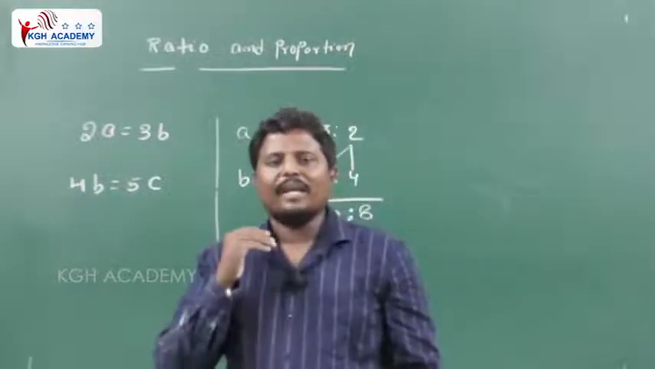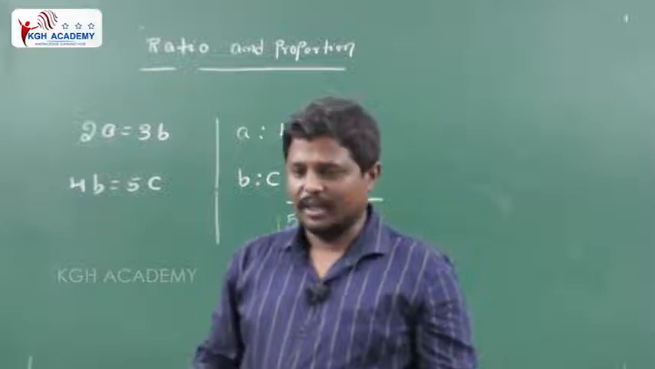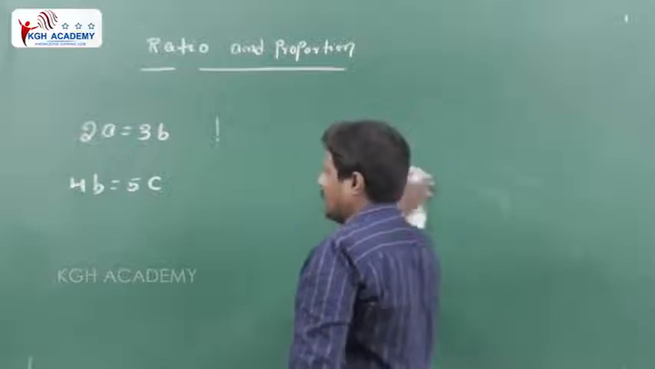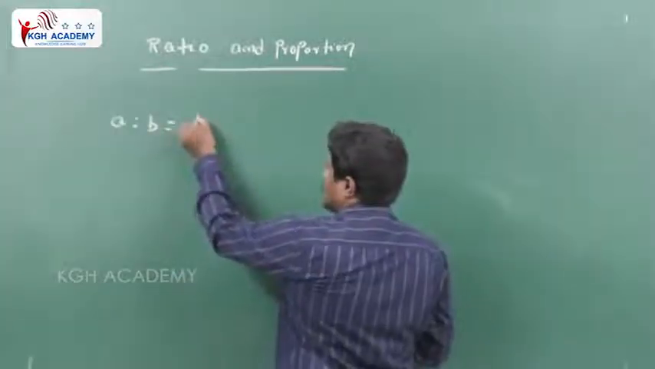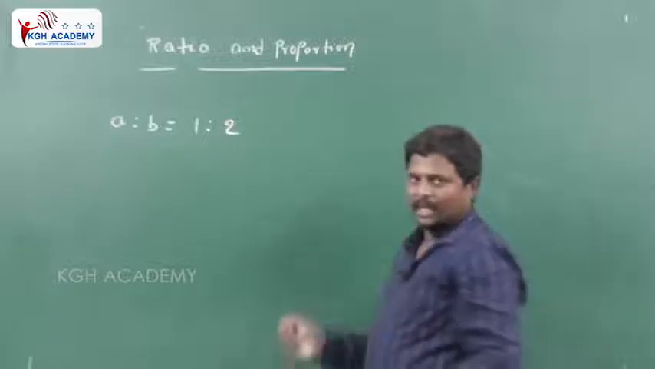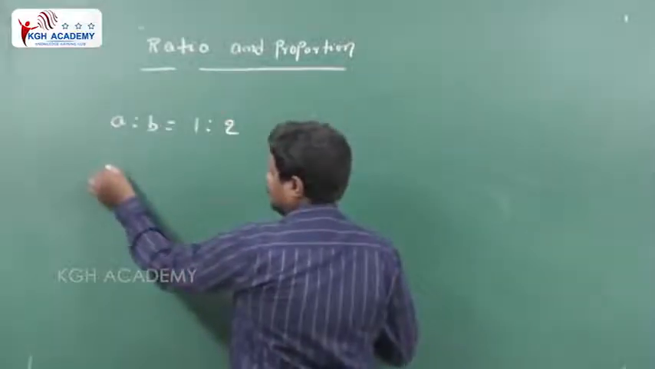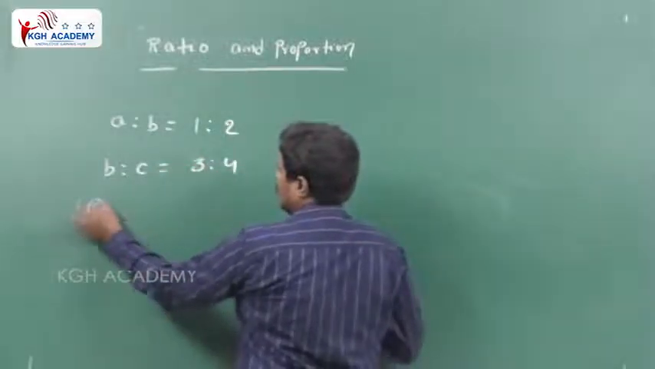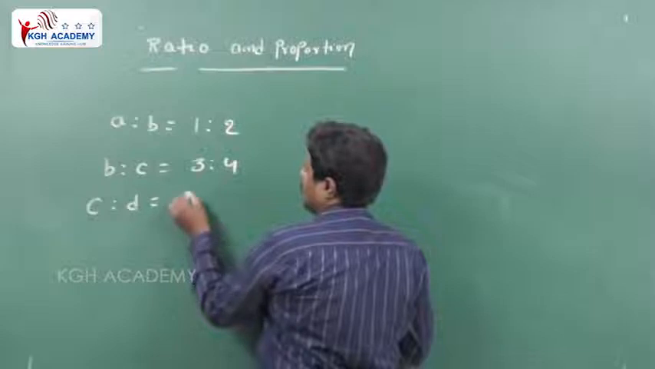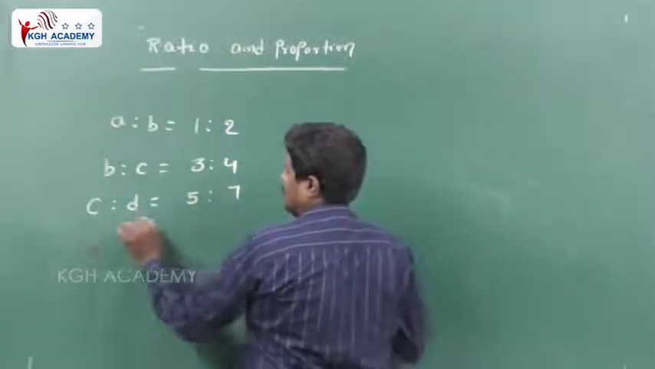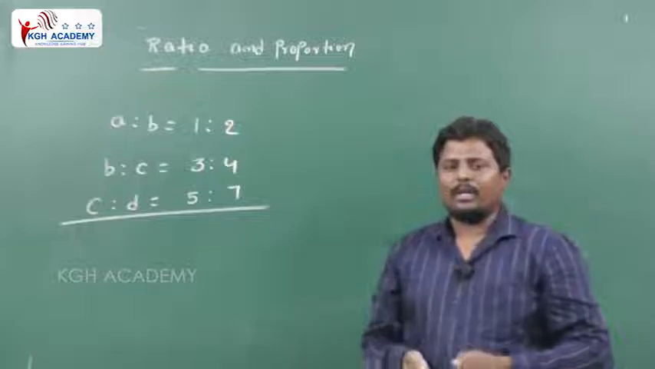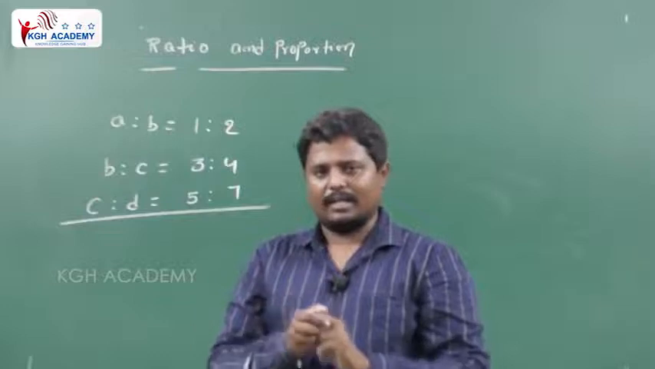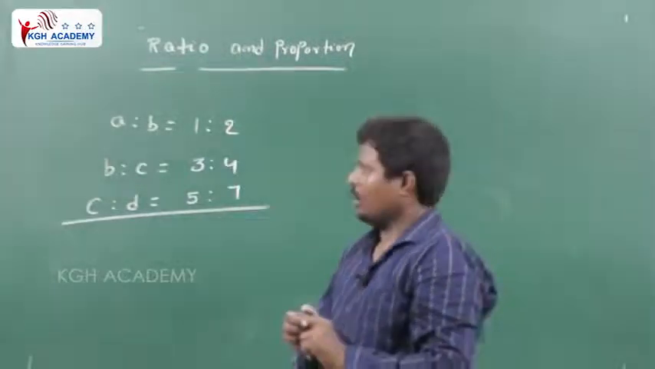How do we calculate that ratio? This is the point to combine two ratios. Let us suppose you have three ratios. How do we combine them? For example, A is to B equals 1:2, B is to C equals 3:4, C is to D equals, let us suppose, 5:7. I want the ratio between A, B, C and D.